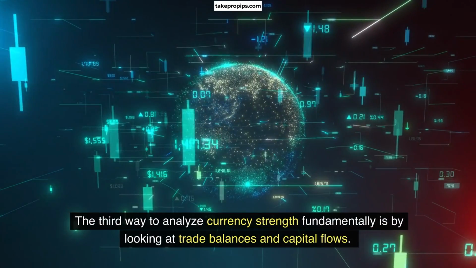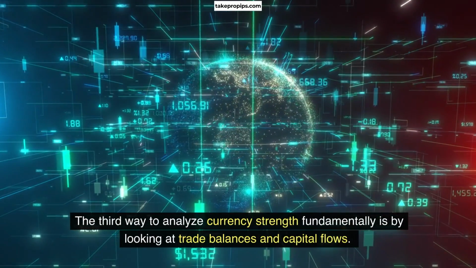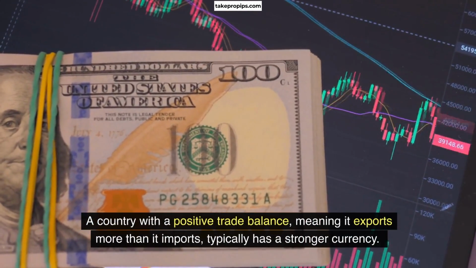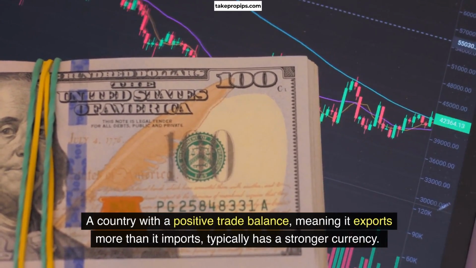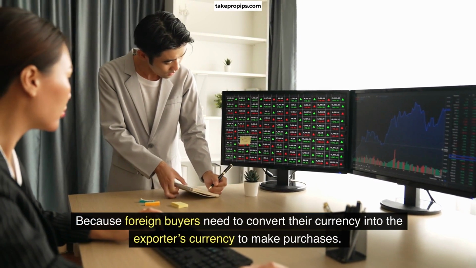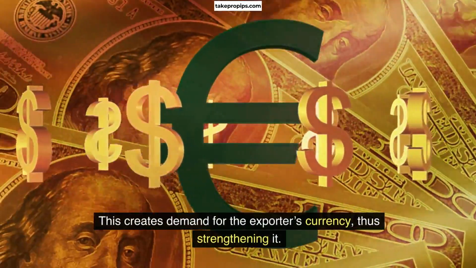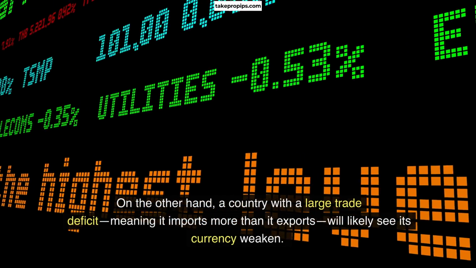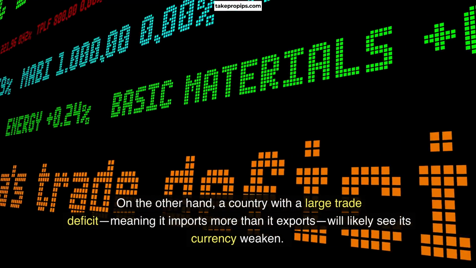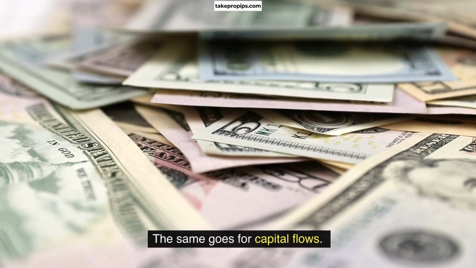The third way to analyze currency strength fundamentally is by looking at trade balances and capital flows. A country with a positive trade balance, meaning it exports more than it imports, typically has a stronger currency. Why? Because foreign buyers need to convert their currency into the exporter's currency to make purchases. This creates demand for the exporter's currency, thus strengthening it. On the other hand, a country with a large trade deficit, meaning it imports more than it exports, will likely see its currency weaken.